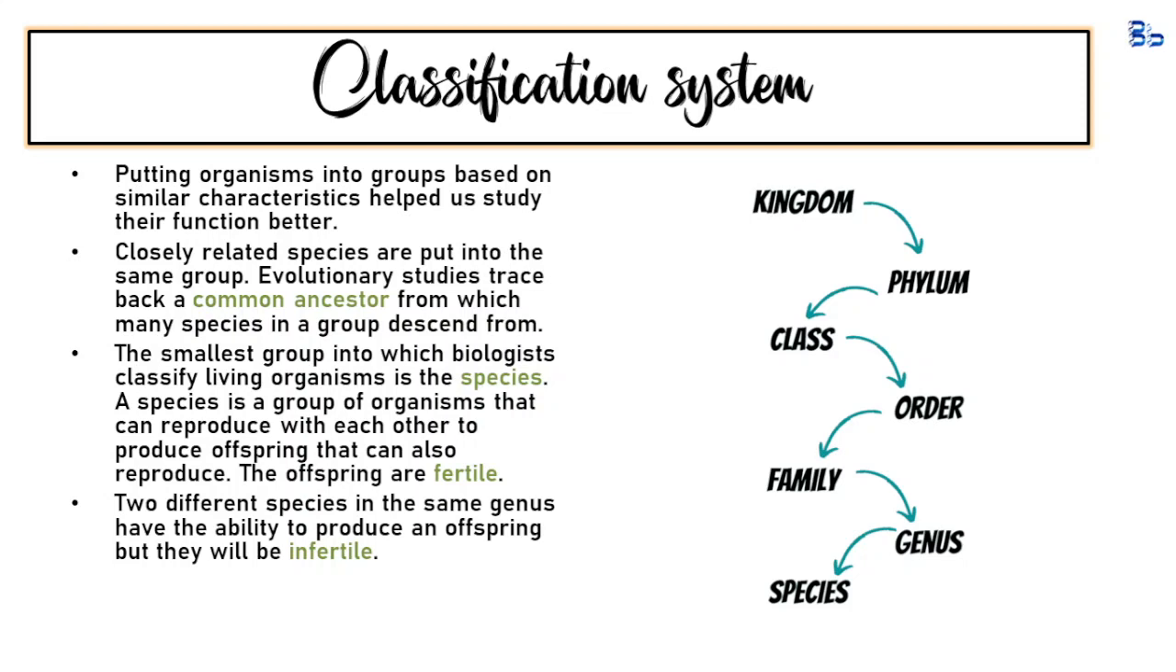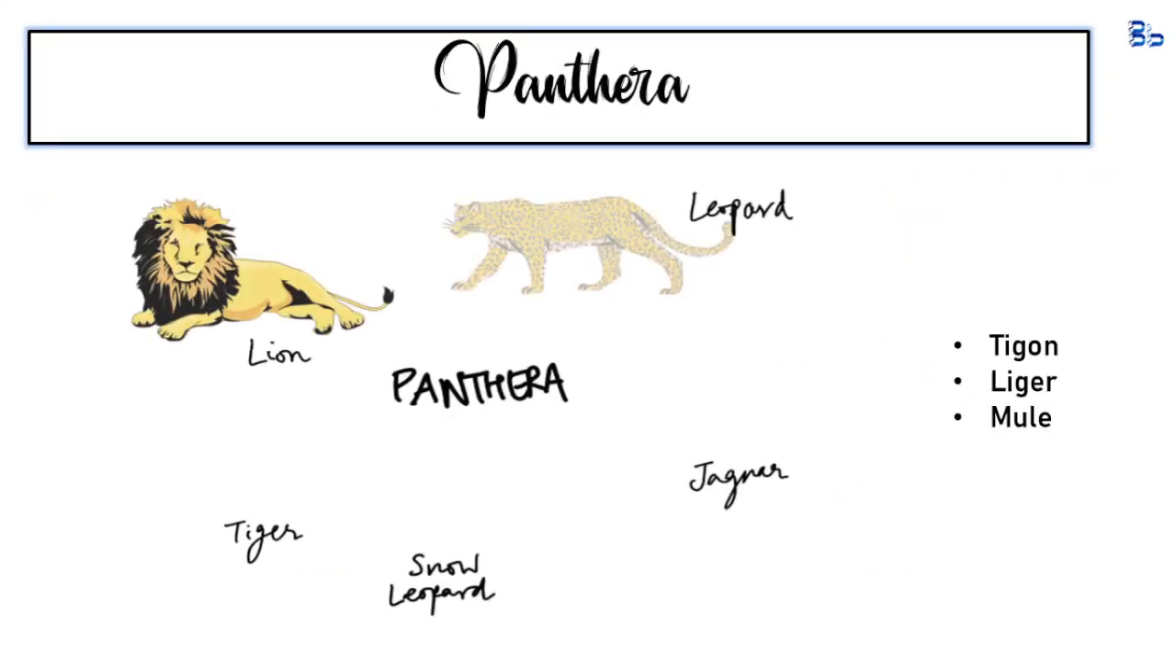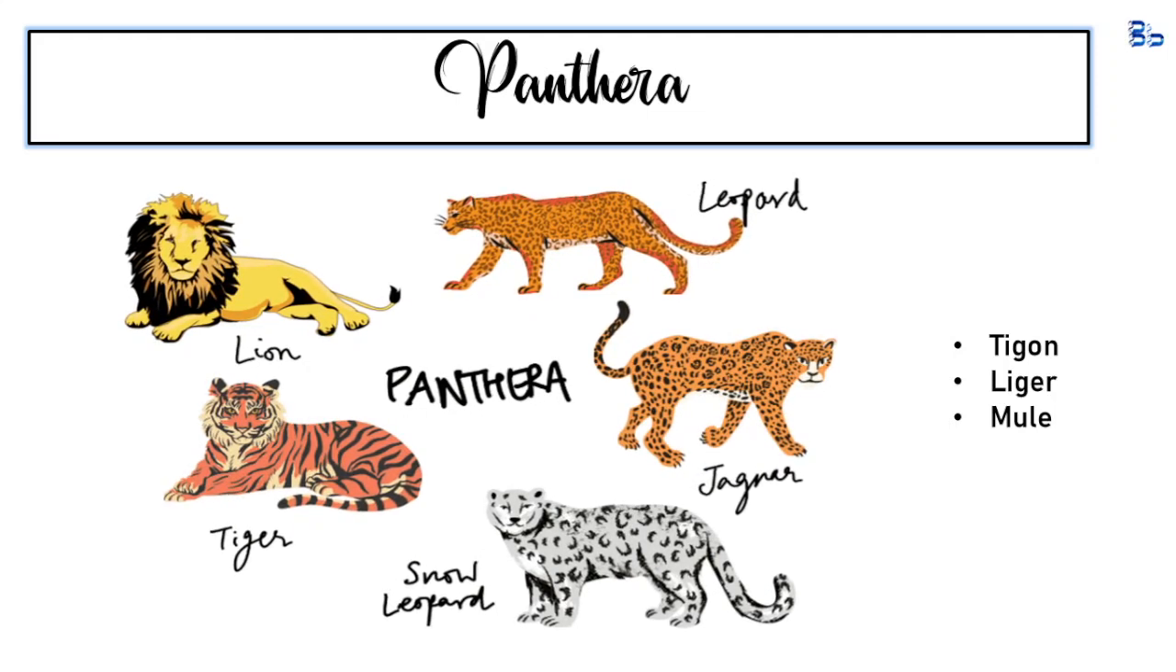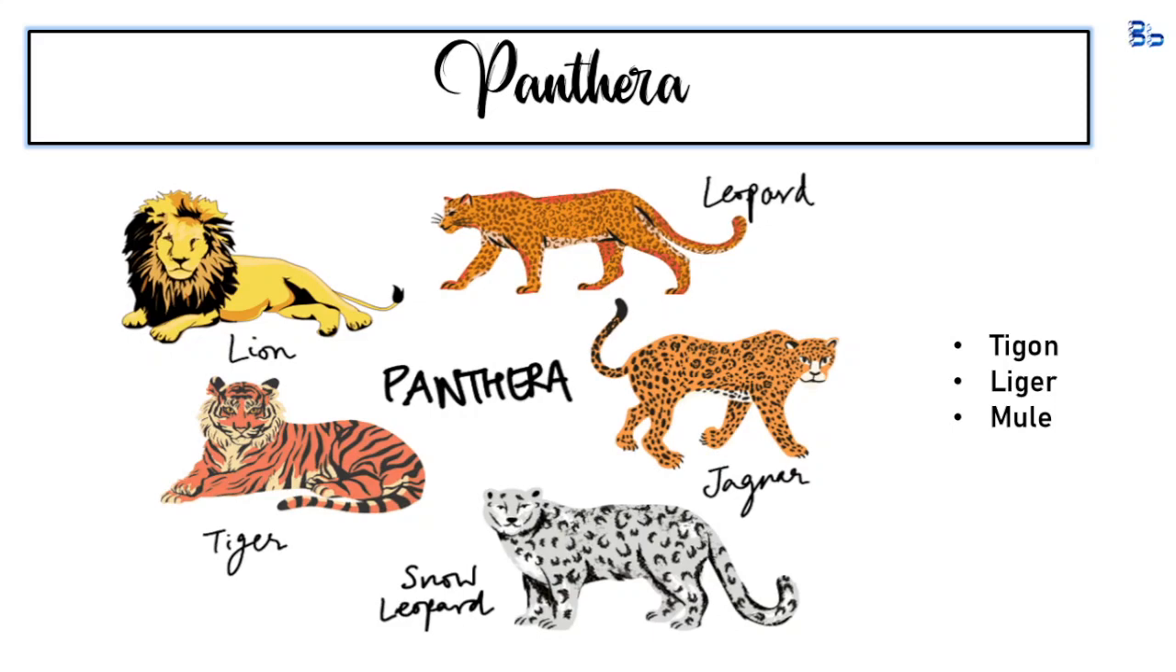So when we look at the broad classifications that human beings have come up with, we are creatures of habit. So we like to put things in boxes. So the largest group is called the kingdom, followed by phylum, class, order, family, genus, and the smallest group involves the species. So let us look at the example of the genus Panthera to study fertility and infertility.